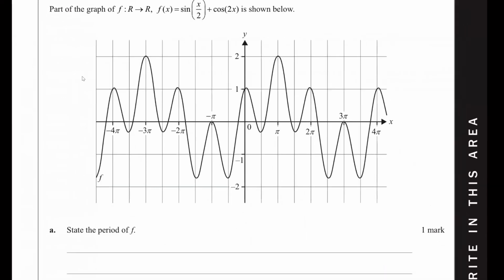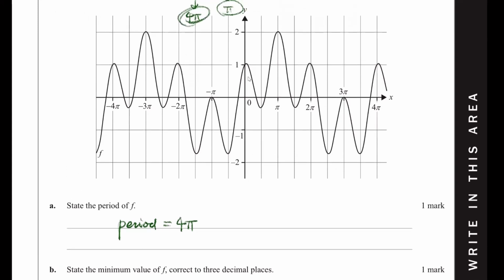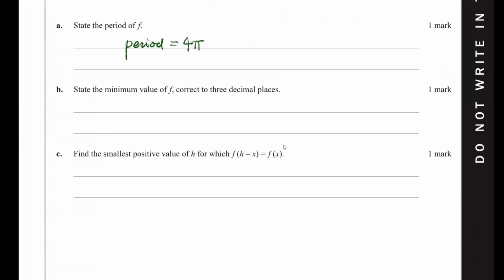Part of the graph is shown below: sine half x plus cosine 2x. State the period of f. So you can see the period of the first term is 4 pi. The period of the second term is pi. We take the least common multiple, which is 4 pi, okay? And state the minimum value of f correct to 3 decimal places. Basically, you just need to sketch this graph and identify the minimum, and find the smallest positive value of h for f of h minus x equals f of x.